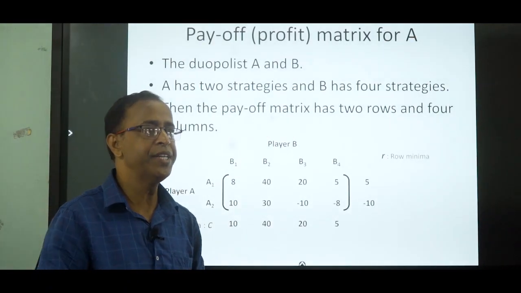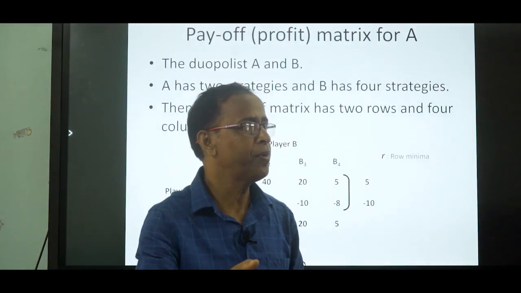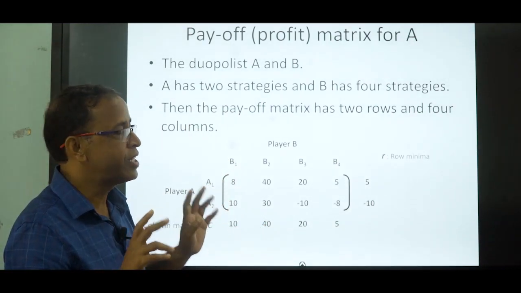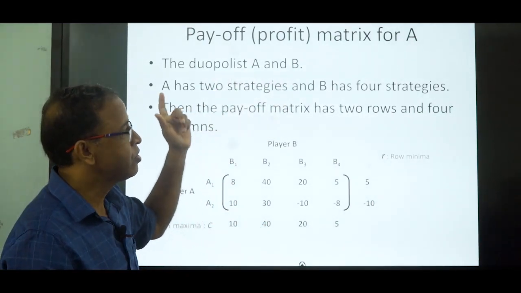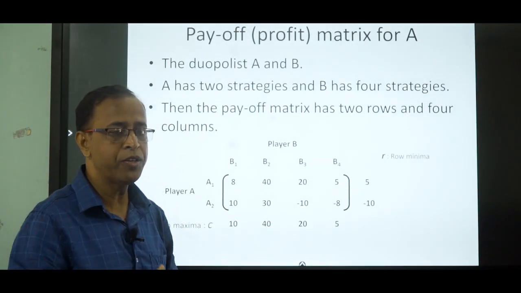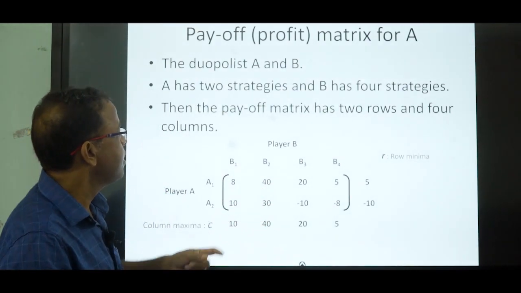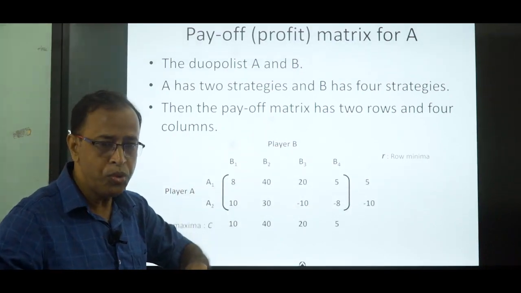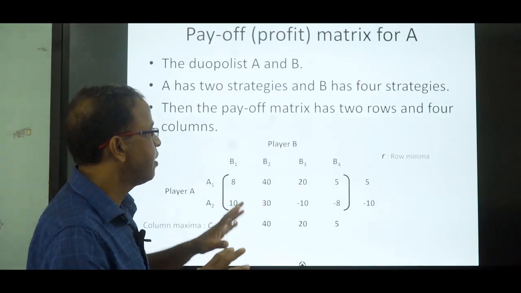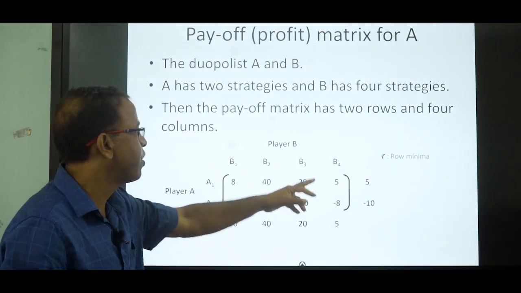The payoff matrix depends on the strategy of player A and player B. If there is a duopoly market, that is why two players A and B play the game, and the payoff matrix depends on the strategy of both players A and B. Say A has two strategies and B has four strategies, and the outcome is shown in this payoff matrix.